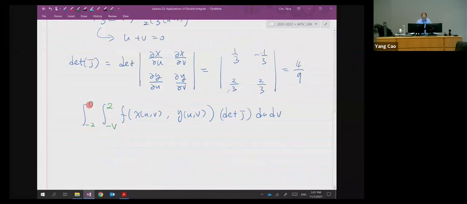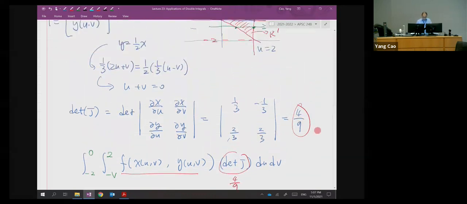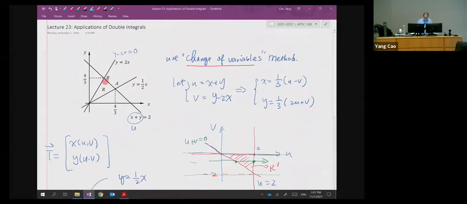Right, this is much simpler. So you just have to do one region. And of course, don't forget to replace this term with 4/9. And let's see how you calculate. If you got a function here, then you can calculate the rest of the double integral. Okay, so this is a demonstration of using change variables instead of piecewise integrations, right? Separate R into R1 and R2.